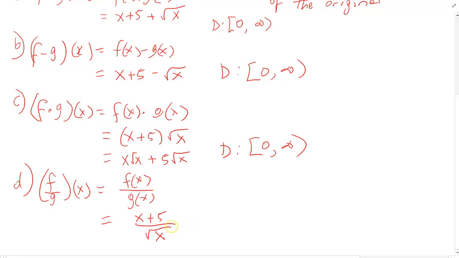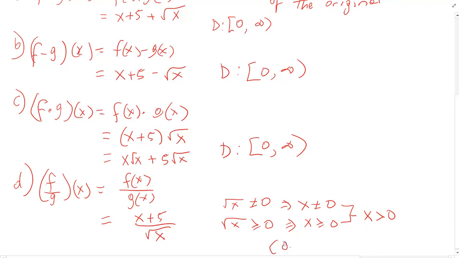Now note here that the restrictions will be that because it's in the denominator, radical x cannot be equal to 0, and also radical x must be greater than or equal to 0 because of the square root function. So in this case, x is not equal to 0, and x must be greater than or equal to 0. If you combine these, x must be strictly greater than 0. So your domain will be parentheses 0, infinity, parentheses. Right?